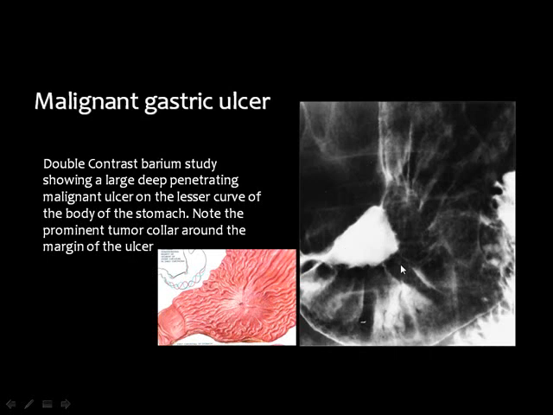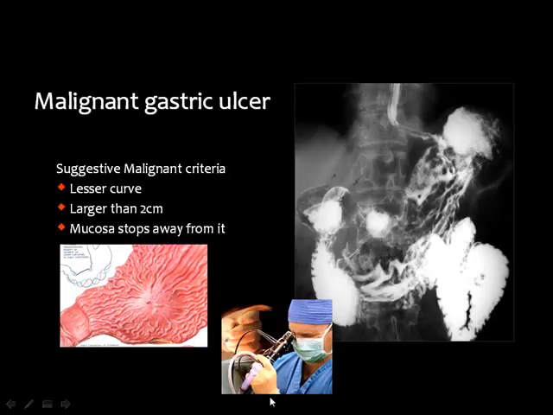While in a malignant lesion, you can see that the mucosa stops away from the edge of the ulcer, as you can see in this gross specimen, with the malignant ulcer infiltrating the adjacent area of the stomach, and the mucosal folds are stopping away from the edge of the ulcer. Then the criteria for a malignant ulcer in the stomach: the ulcer is usually located in the lesser curve. It is usually larger than 2 centimeters in diameter, and the mucosa stops away from the edge of the ulcer itself.